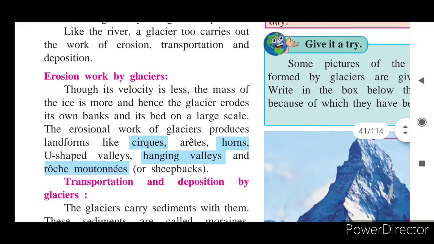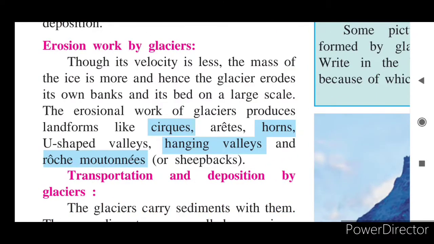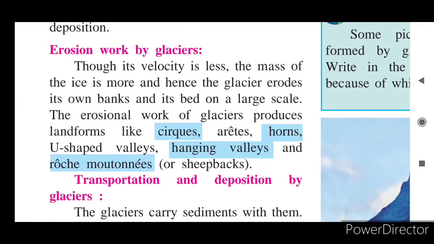Like a river, a glacier too carries out the work of erosion, transportation and deposition. Now we have to study how the glacier does the work of deposition and erosion. Erosion work by glacier. Though the velocity is less, velocity means what? Speed in a given direction. So the mass of the ice is more, and hence the glacier erodes its own bank and its bed on a large scale. As the mass is more and the speed is less, the glacier erodes its own banks and its own bed.